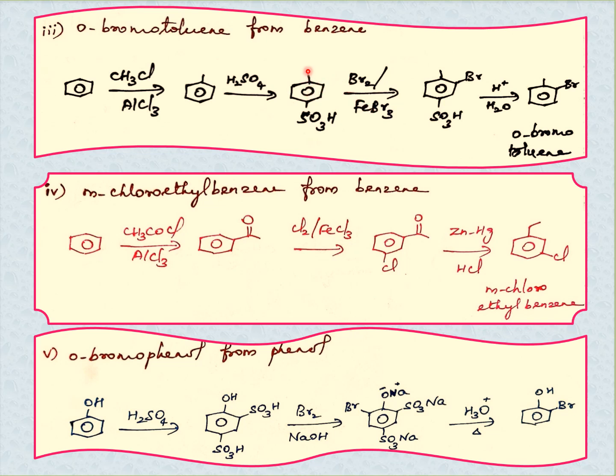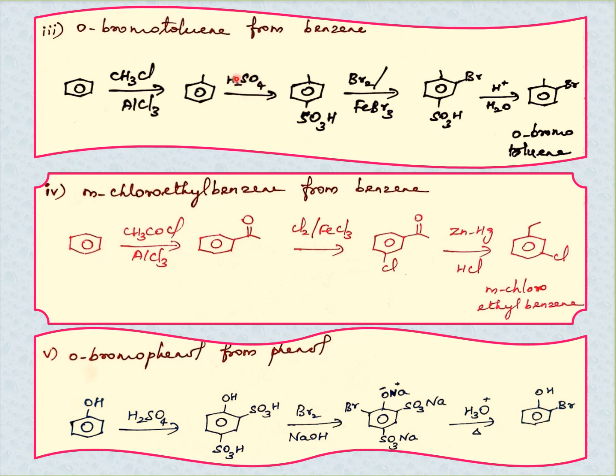The methyl group is ortho-para-directing, and SO3H is meta-directing. So according to the methyl group, the ortho position, as well as meta to the sulfonic acid group, this position is getting brominated, followed by dilute acid treatment. It gets desulfonated to provide ortho-bromotoluene.